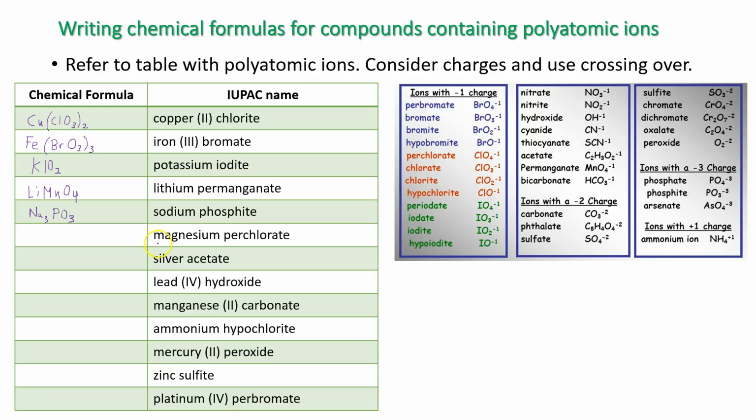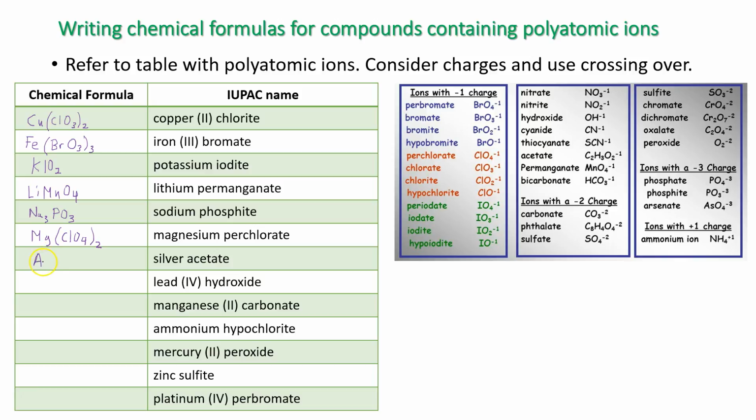Okay, next one we have magnesium perchlorate. Okay, so magnesium has a charge of +2. Perchlorate has a charge of -1. So we're going to need 2 perchlorates. So ClO4. Okay, and we're going to have two of them.